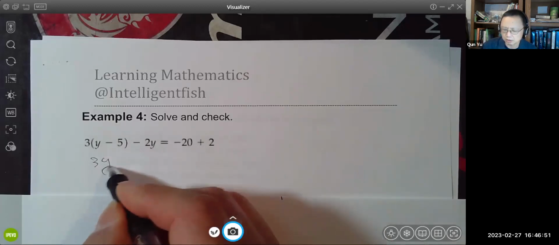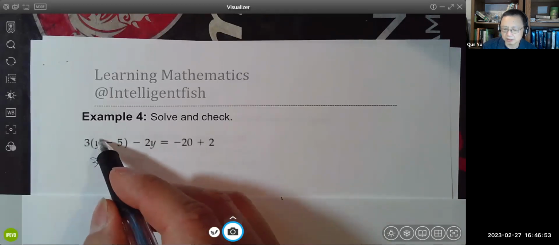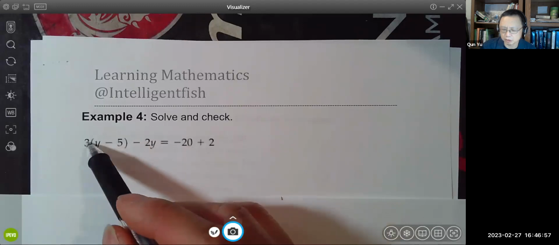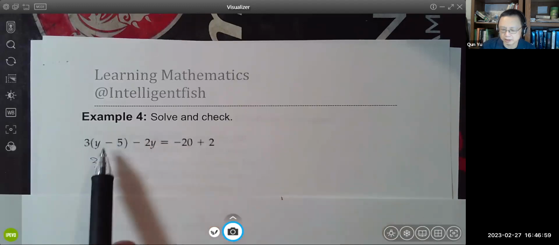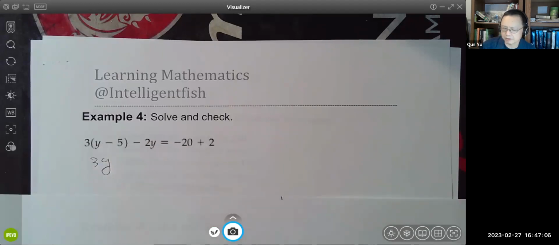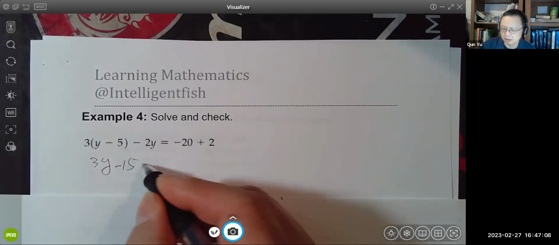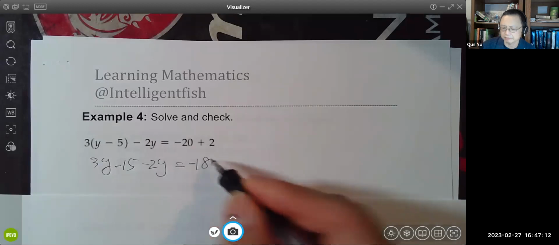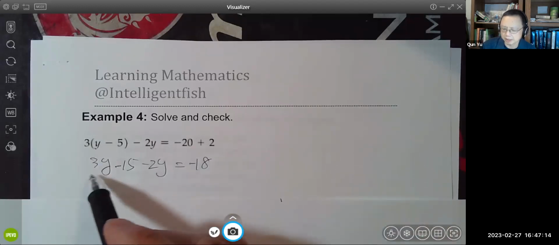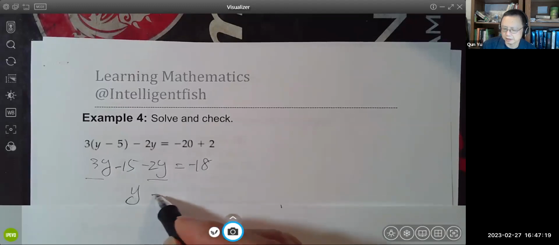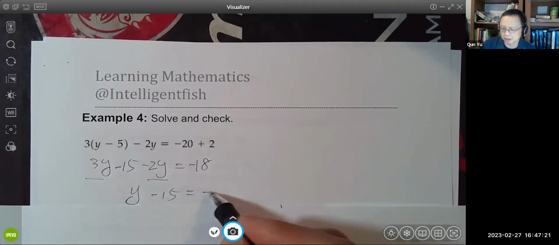3y, and don't forget the other one, you have to multiply each term inside by the same 3. So 3 times y becomes 3y. This y is gone. The only thing left inside the parentheses is -5. So 3 times -5 is -15. Then minus 2y equals -20 plus 2, that's -18, right? Combine like terms, 3y minus 2y, that's simply a y. Minus 15 equals negative 18.